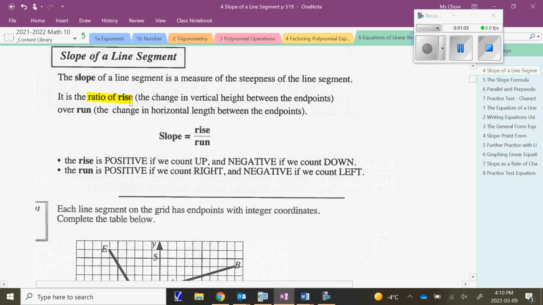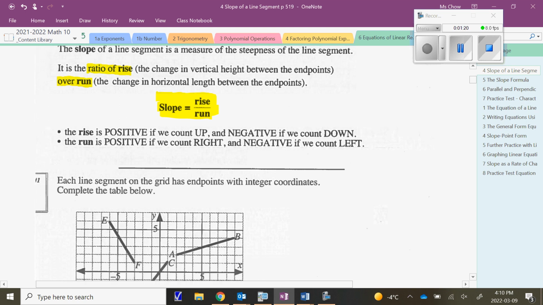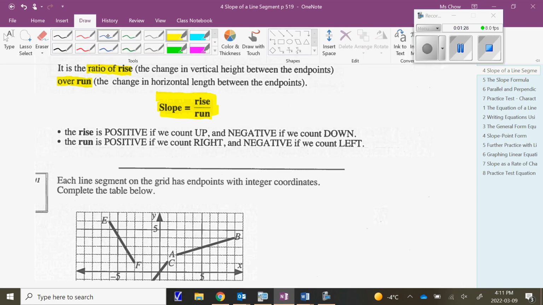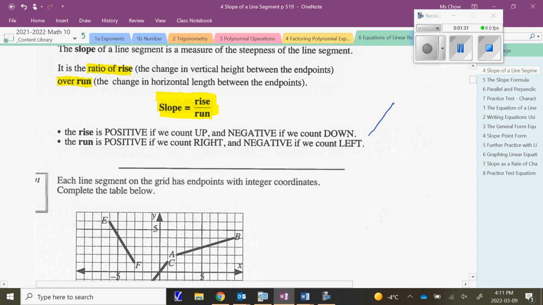Okay, and so if we take a look, we are looking at slope specifically as a ratio of the rise, so the change in the vertical height, compared to its run, so the change in the horizontal distance. So we would say then that the slope is equal to rise over run. And we would say the rise is positive if we count up to the right and negative if we count down. So generally speaking, anything going this way is considered a positive slope. Anything going this way, down and to the right or up to the left, that is considered a negative slope.